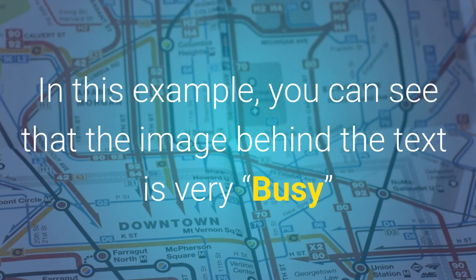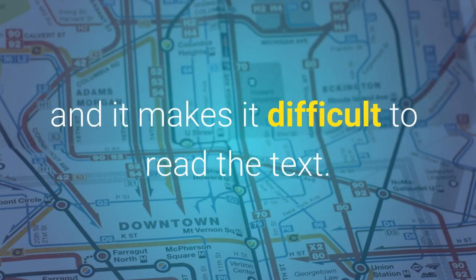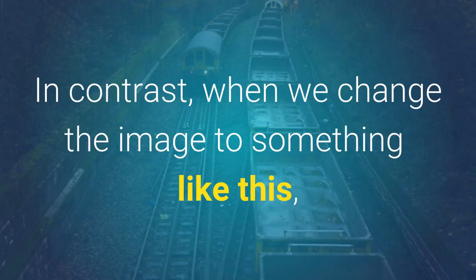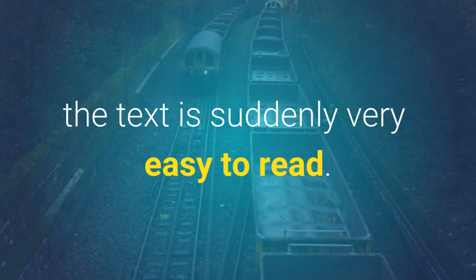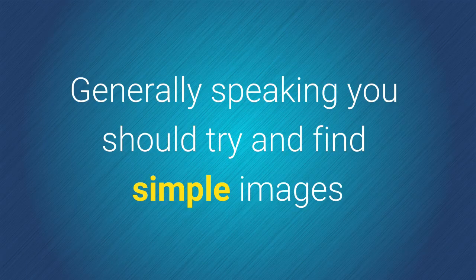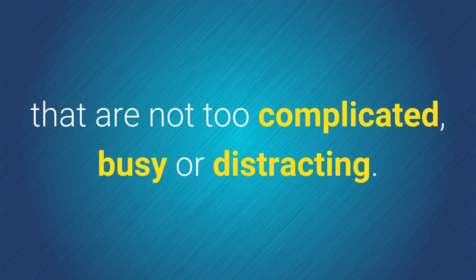In this example, you can see that the image behind the text is very busy and it makes it difficult to read the text. In contrast, when we change the image to something like this, the text is suddenly very easy to read. Generally speaking, you should try and find simple images that are not too complicated, busy, or distracting.